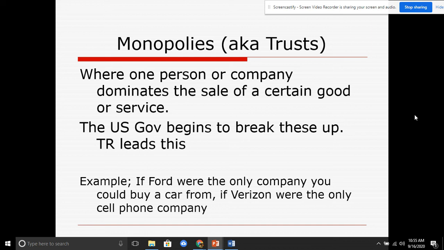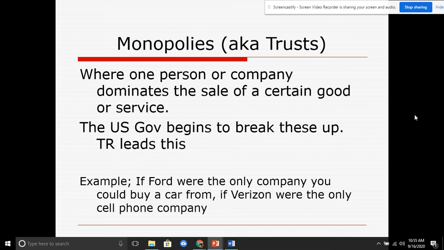So a monopoly, if you don't know, this is what you'd want to write for a definition for a monopoly or trust. It's where one person or one company dominates the sale of a good or service. So it would be like if Ford Motor Company was the only car company out there, they would have a monopoly on cars. There was no General Motors, no Dodge, no Toyota.